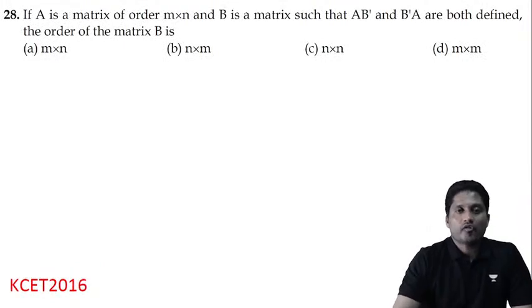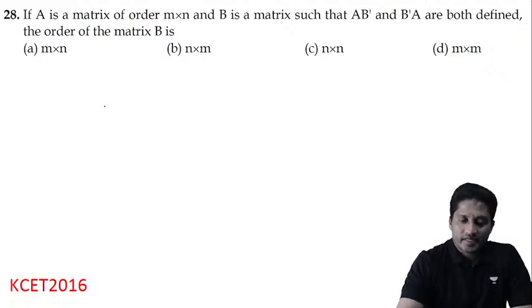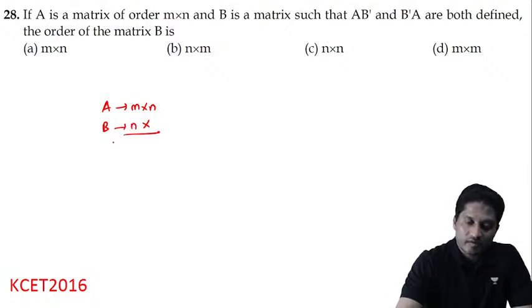A is a matrix of order m by n and B is a matrix such that AB dash and B dash A are both defined. Then what is the order of matrix B? A is a matrix of order m by n. B dash is a matrix, order unknown. Matrix multiplication AB' is possible only when the number of columns of A is the same as the number of rows of B dash. This is n, so this should also be n. Only then does AB dash exist.